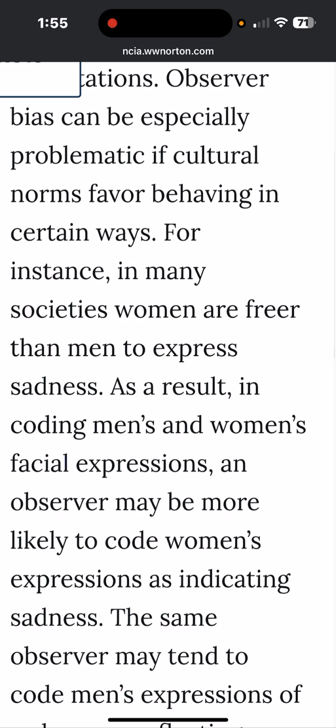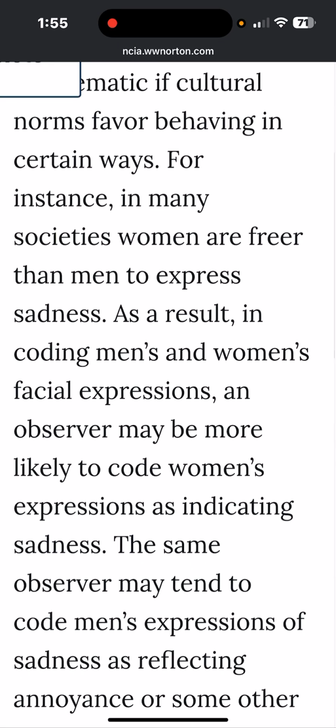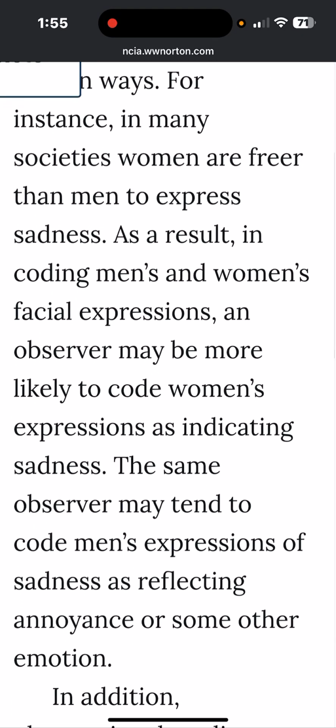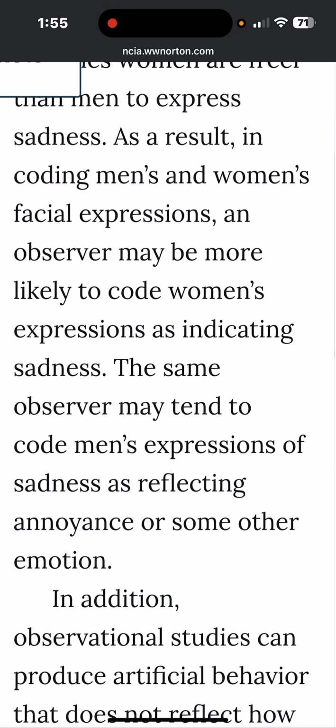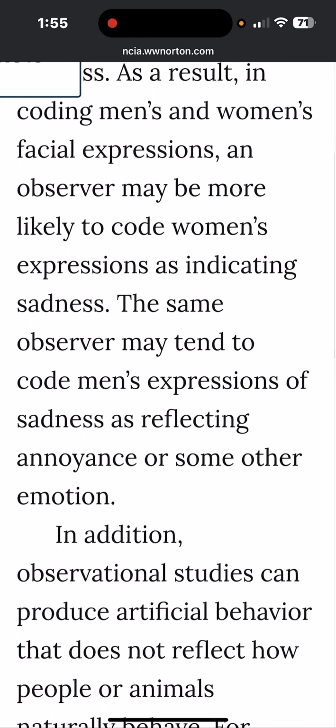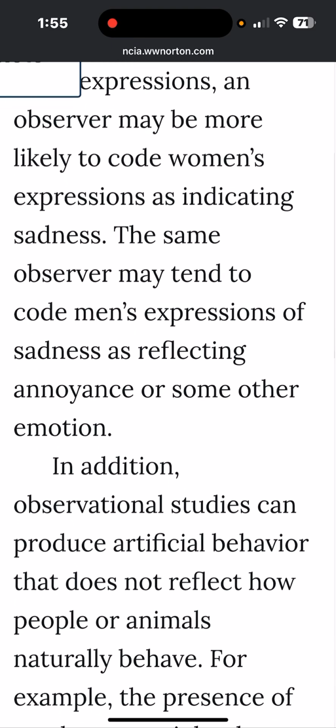For instance, in many societies, women are freer than men to express sadness. As a result, in coding men's and women's facial expressions, an observer may be more likely to code women's expressions as indicating sadness. The same observer may tend to code men's expressions of sadness as reflecting annoyance or some other emotion.